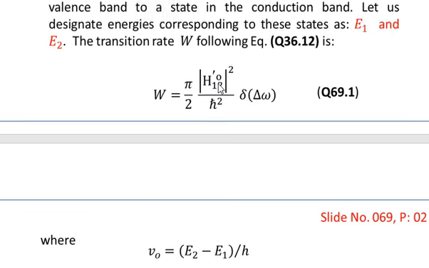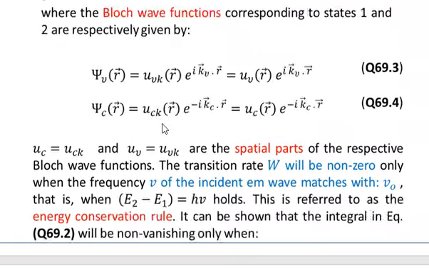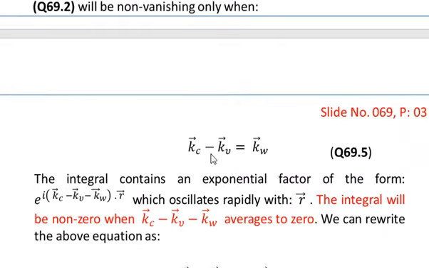Because you see that we have produced a condition under which the integral will be non-zero, that is h12 will be non-zero. So if h12 is non-zero in equation number 69.1, then of course W will be non-zero. It means that there will be some transition rate W which is non-zero, and that would require this condition to be fulfilled, that is Kc minus Kv should be equal to Kw.